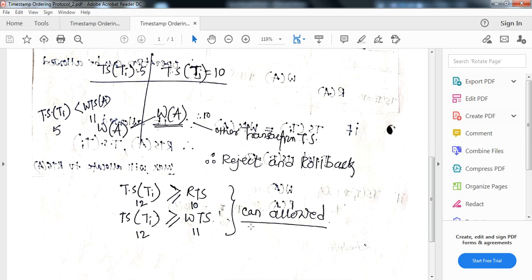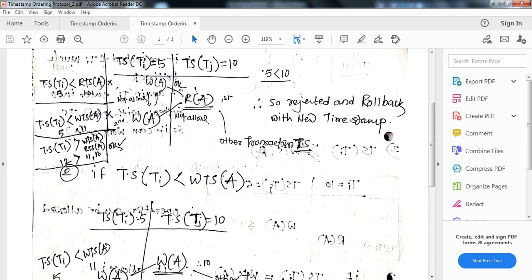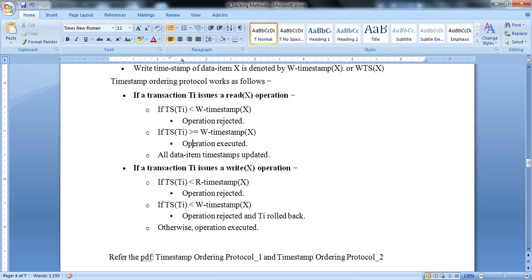Okay, this is the example of both situations, at the time of reading the data item and at the time of writing the data item. Then why are these conditions important? Because if we allow these situations, it may generate inconsistency in a database, or a dirty value, or a read-write problem, or a write-write conflict. If we do not allow these situations, then it maintains database consistency.